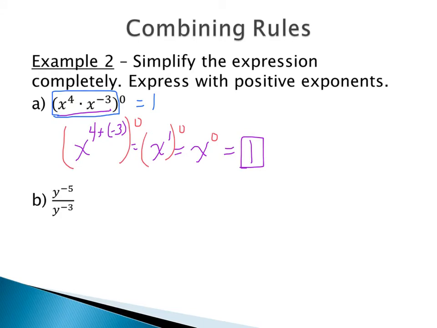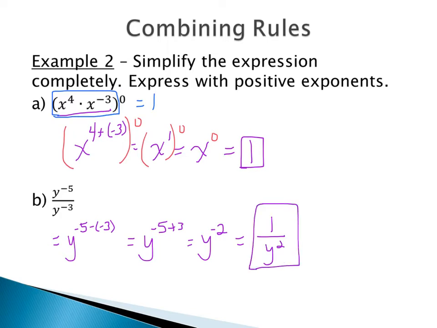For part B, we have y to the negative 5 over y to the negative 3. So my suggestion would be to start with our quotient rule, which means we would have y to the negative 5 minus negative 3. So we're still subtracting, so we're subtracting negative 3, which really means we're doing y to the negative 5 plus 3, which gives us y to the negative 2, and then using that negative exponent rule in order to write as the directions told us with positive exponents, this means it's going to flip over to be 1 over y to the positive 2. So 1 over y squared would be your final answer here.